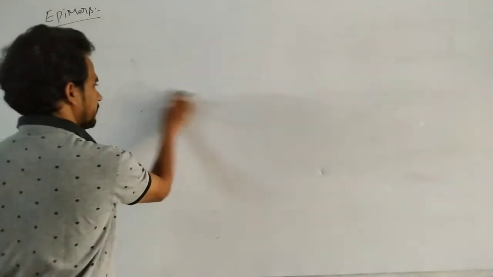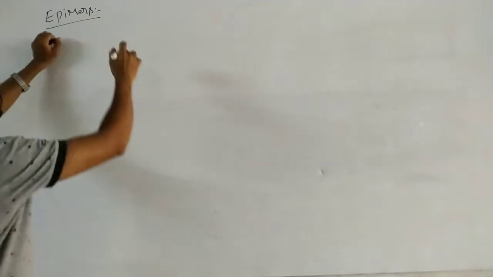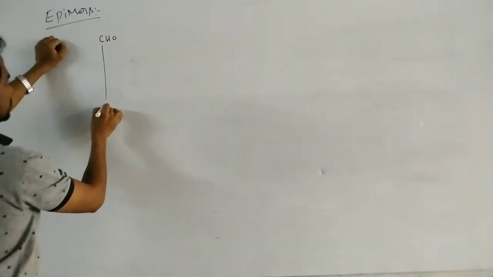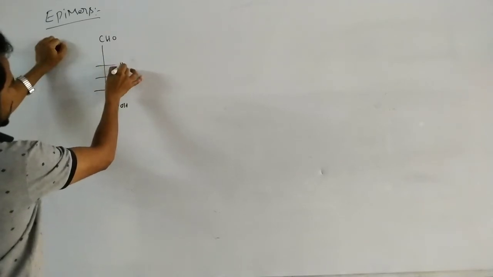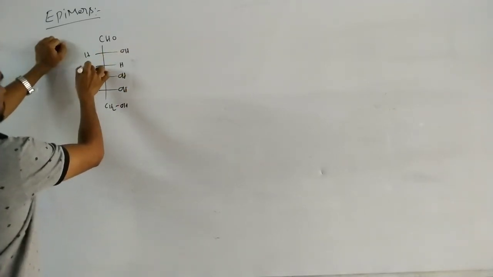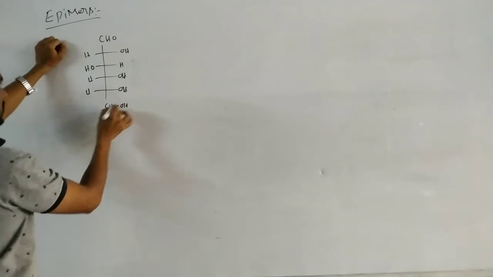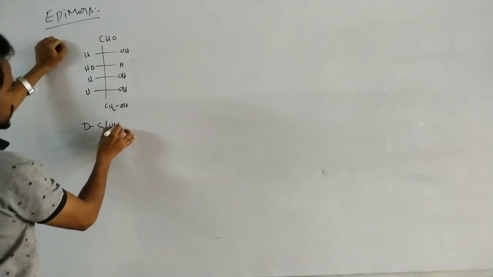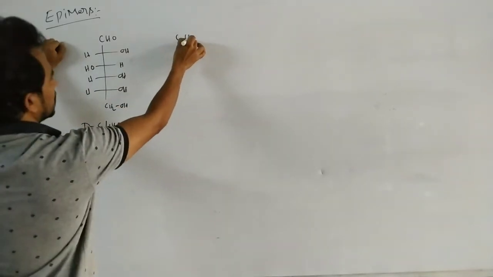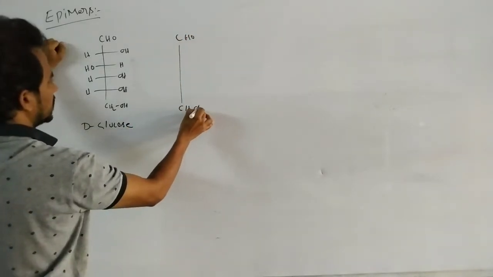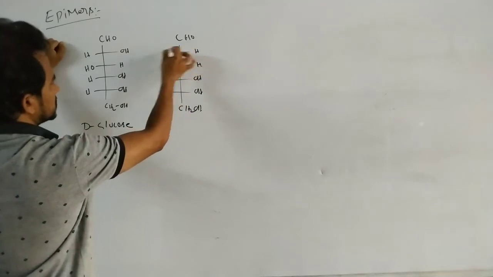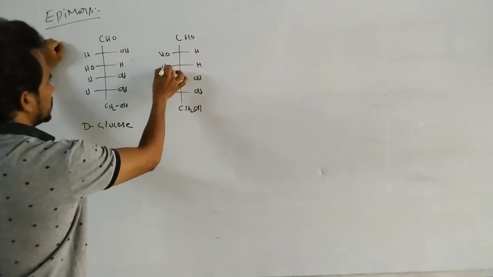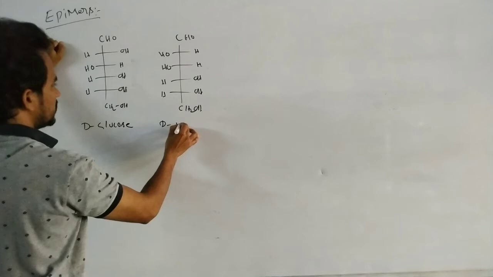Okay. Now here, see this one. Here CHO, CH2OH, OH, here OH, hydrogen, this one OH. So hydrogen, this is OH, hydrogen, this is hydrogen. This is the D-glucose. Now I am writing another aldohexose. OH, OH, H, here H. This is OH, H, OH, H, H. This is D-mannose.